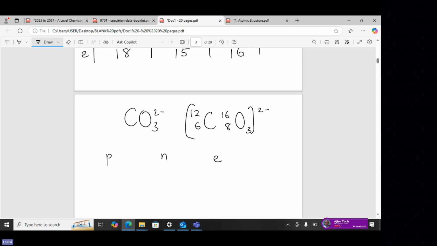So how many protons are in CO3? Work it out for me. Add them together: 6 plus 8 times 3, because there are 3 oxygens there. That'll be 30. Do you agree? Yes. Now, what about neutrons? You see the same thing: 6 in carbon, 8 times 3 in oxygen, still 30.